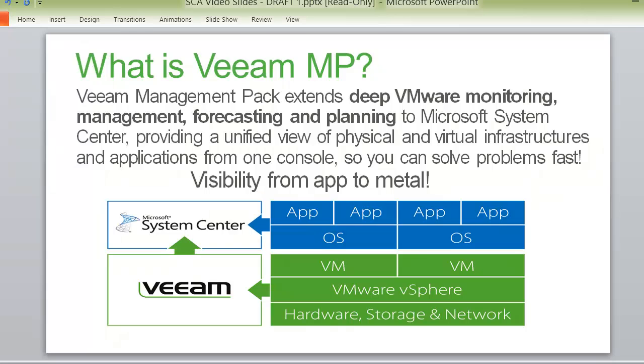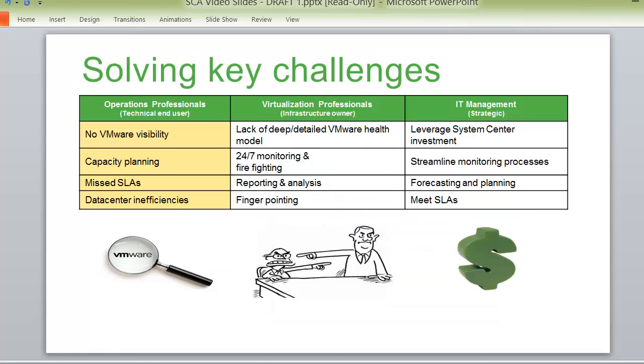The Veeam Management Pack for VMware is really designed to solve four key challenges. They're around VMware visibility, capacity planning, service level agreements and ensuring that service level agreements get hit, and driving out inefficiencies from the data center, both from streamlining the virtualization layer within the data center, but also in streamlining the monitoring and management processes, all within the context of Microsoft System Center.